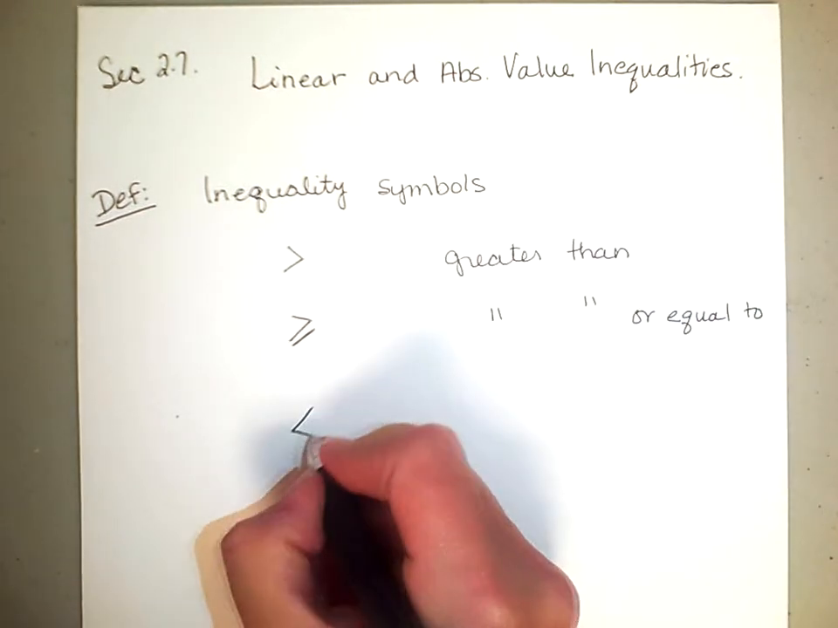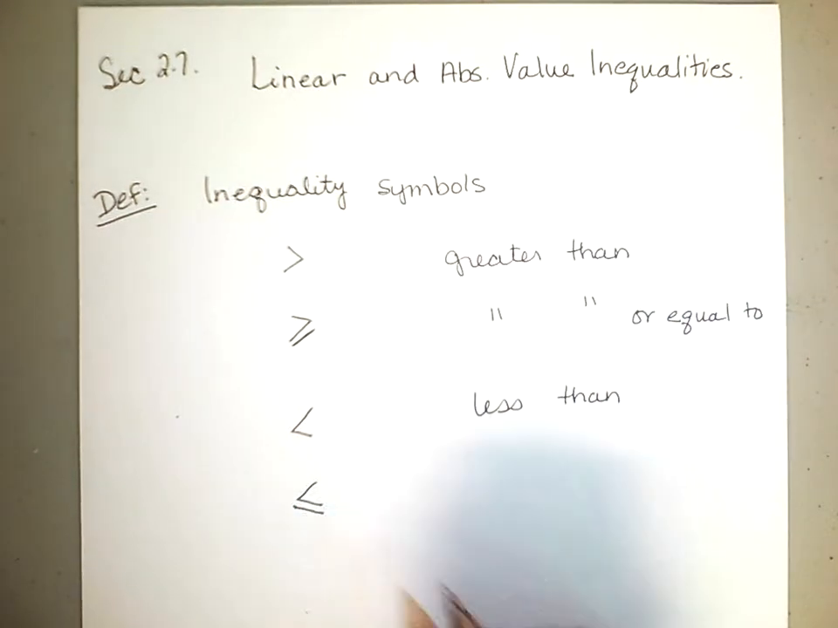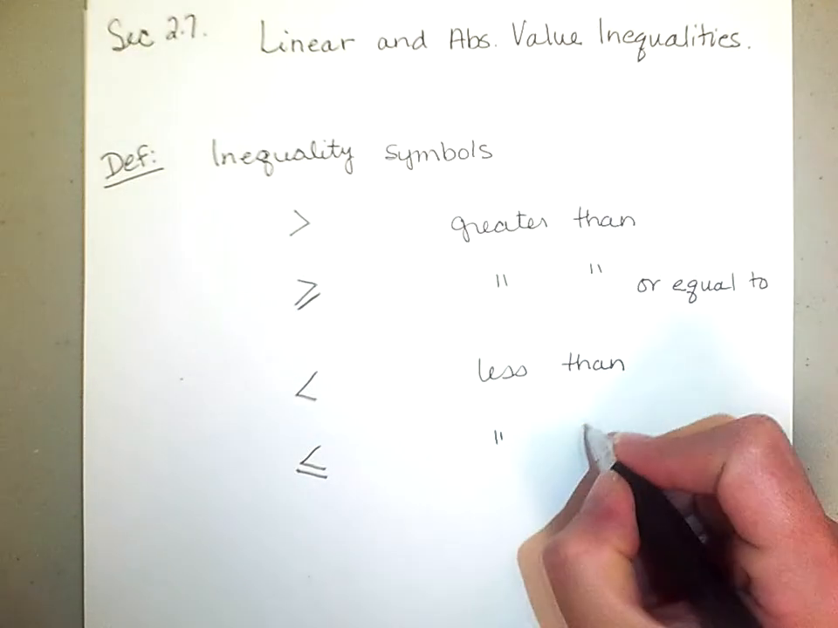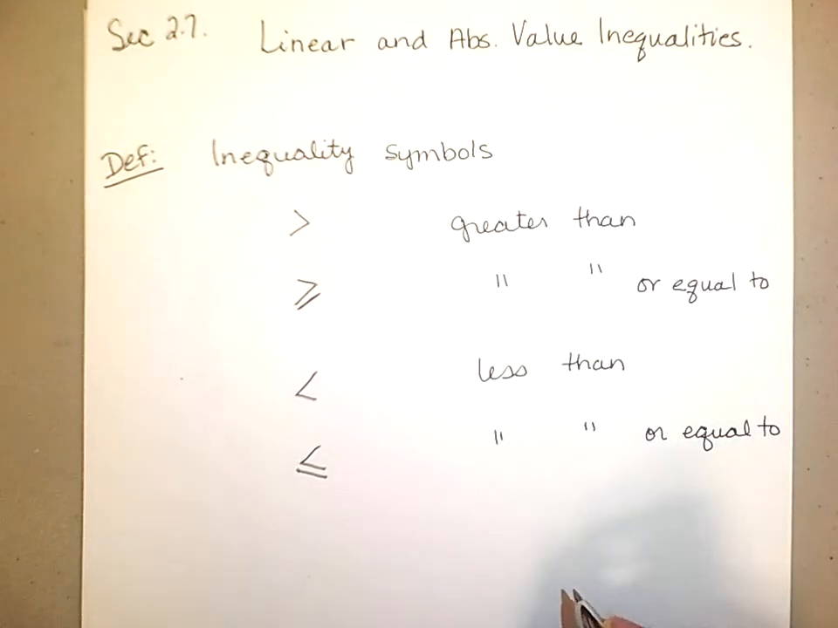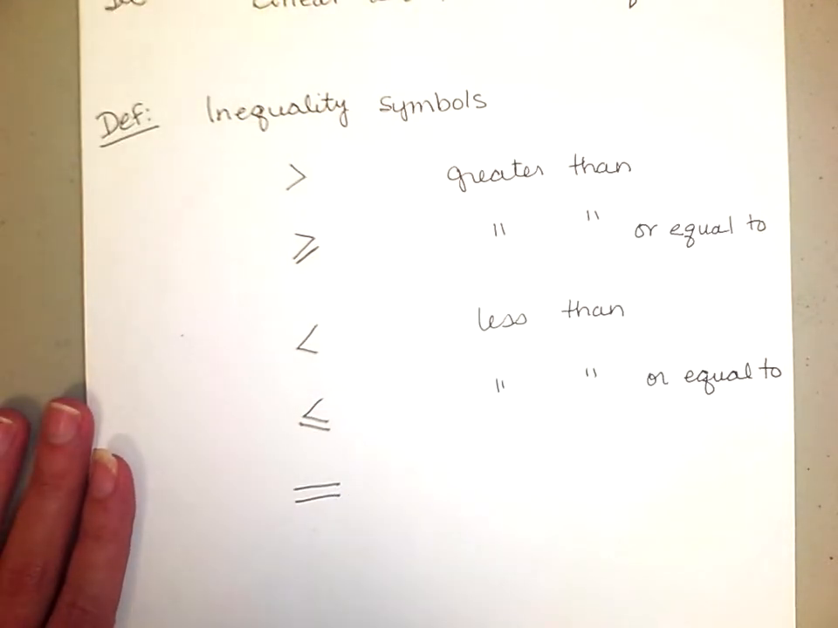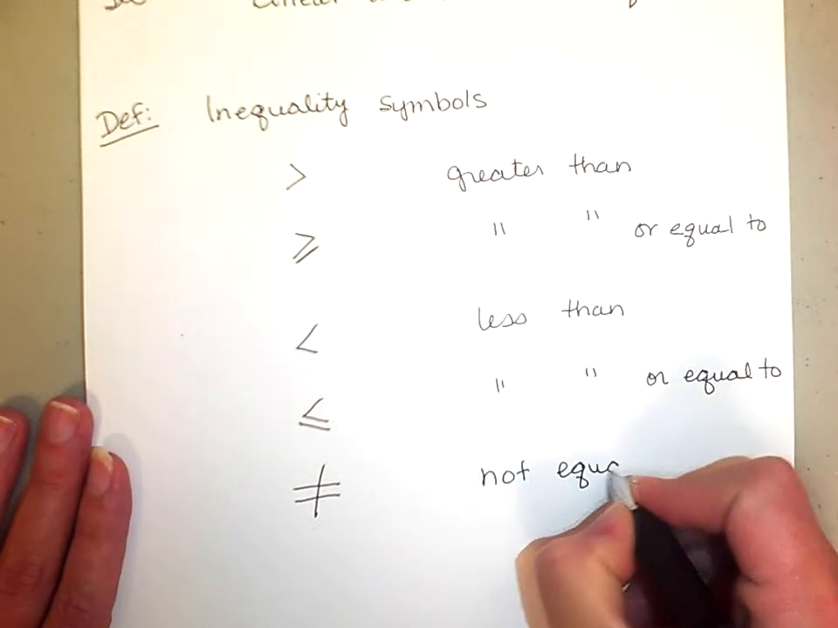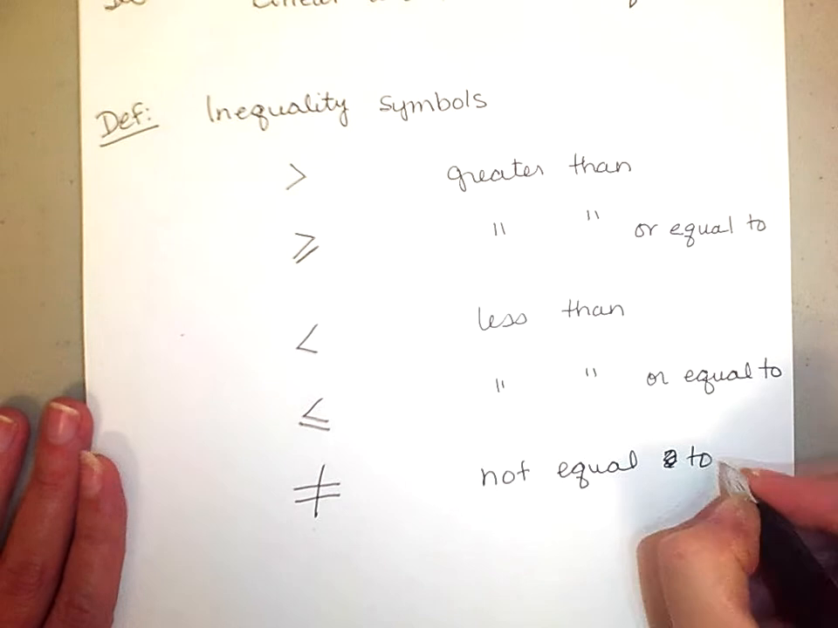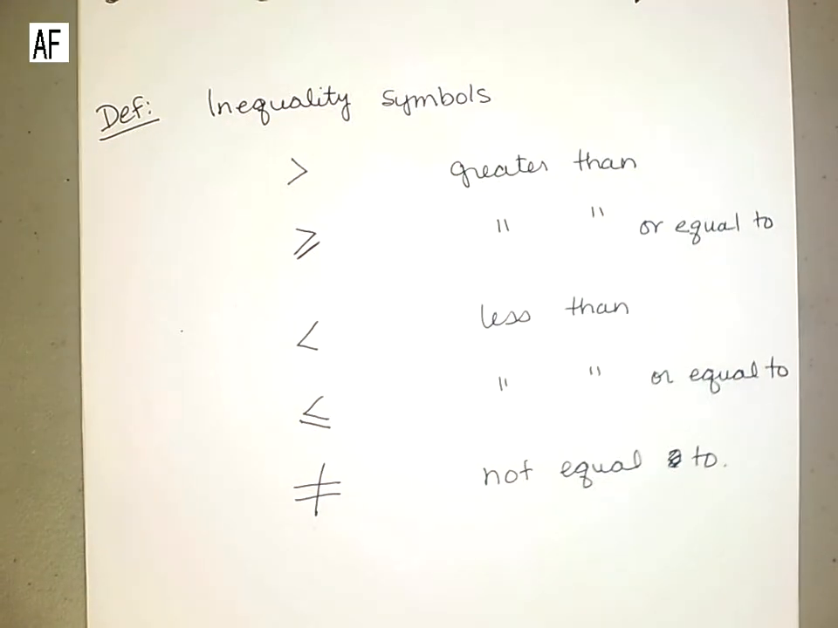I could reverse it. This would be the less than symbol. And it also could add equality, so we could get less than or equal to. And the last one, which we don't think about a lot, but it is an inequality symbol because it's not equality. This is equality. When I put the bar through it, this means not equal to. So these are the inequality symbols, and we will be using them when we solve inequalities.